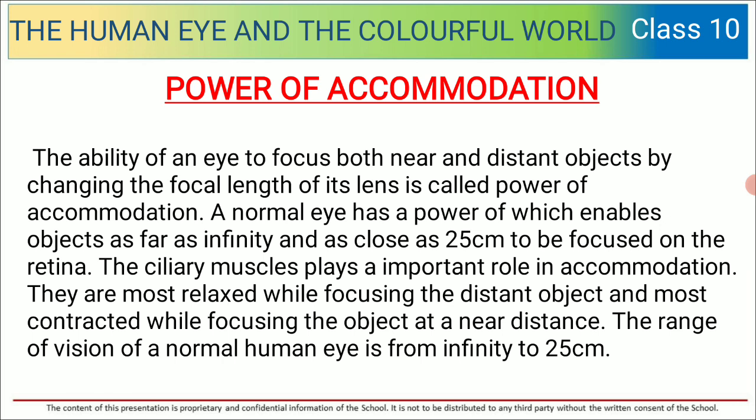The ciliary muscles play an important role in accommodation. They are most relaxed while focusing on a distant object and most contracted while focusing on an object at near distance. The range of vision of a normal human eye is from infinity to 25 centimeters.